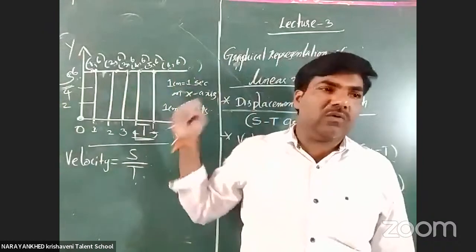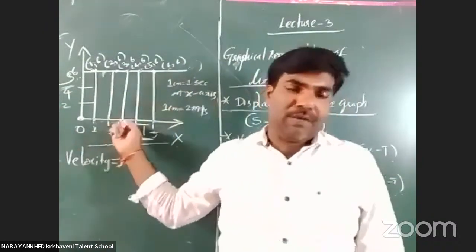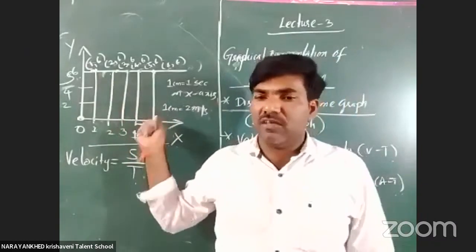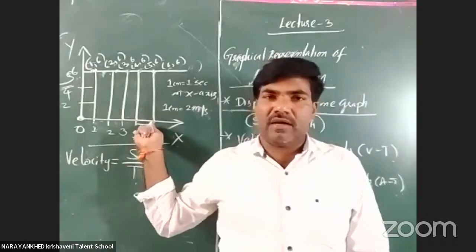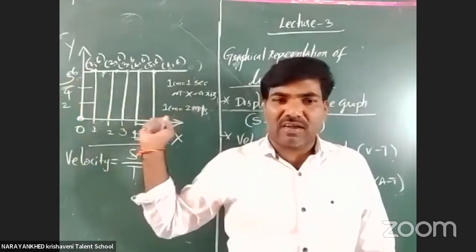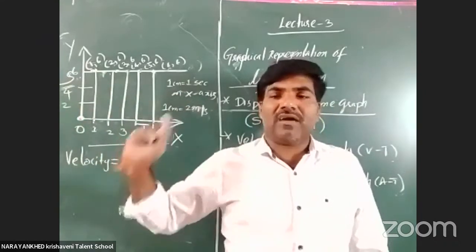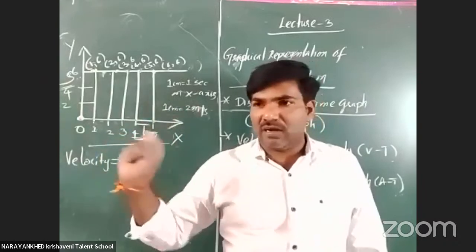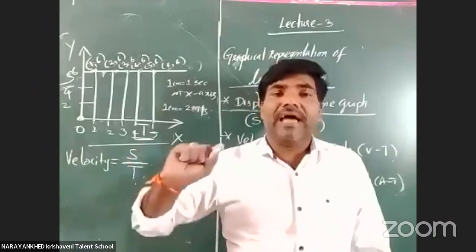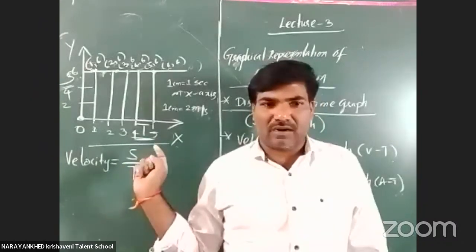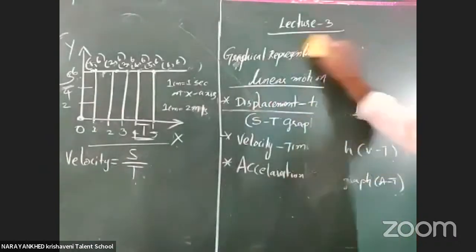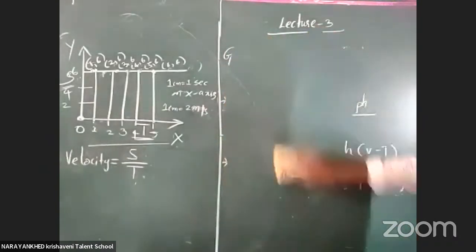When you want to recognize a body at rest, we draw this graph. When we get a line parallel to the x-axis in an s-t graph, that becomes a rest body. That is not a moving body. That body does not contain any momentum. Got it or not? I hope you got it. Next, afterwards, there are two types of motions.